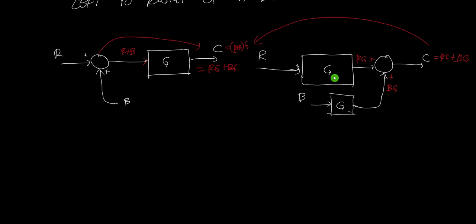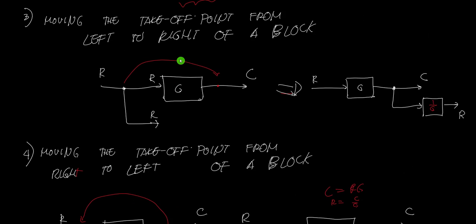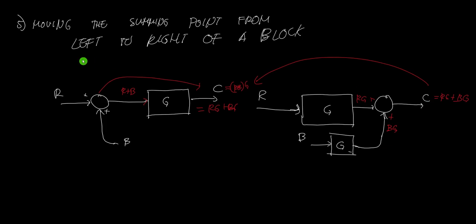So if you are moving a summing point from left to right, you need to include in the path that you're moving a transfer function that is equal to the transfer function of the path that you are moving. So if you go back to the takeoff points, when we go from left to right, we put 1 over G. But here, if we're going from left to right, it's the other way around. You put G. It's just G.